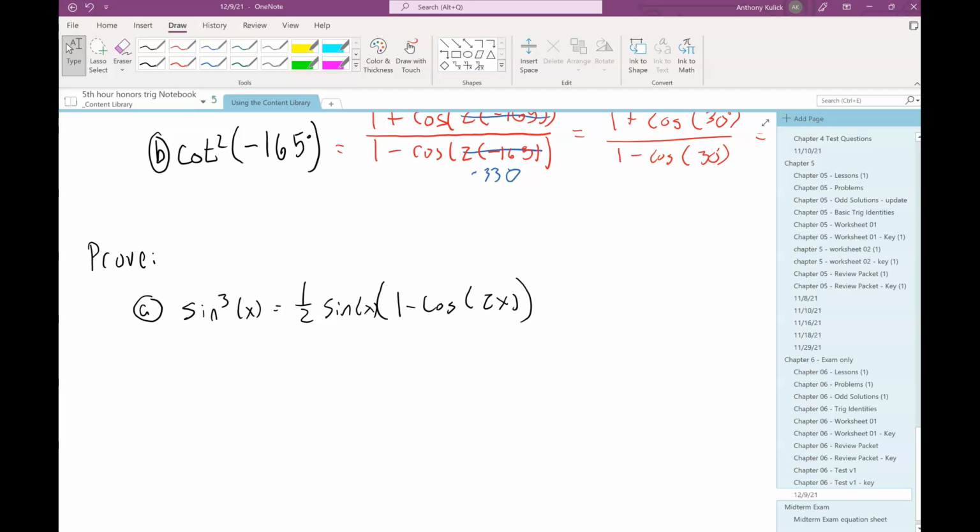So on a problem like this, I'm probably going to try to start on the simple side, the left-hand side, and try to end up at the right-hand side. It will probably be a little bit easier.